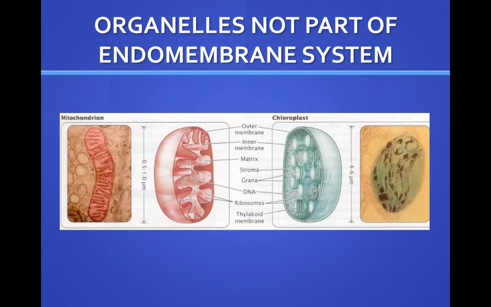There are two organelles that are not part of the endomembrane system: chloroplasts and mitochondria. Both contain some DNA and ribosomes and make some of their own proteins. Both are fuel processors that can convert energy to forms that living cells can use.